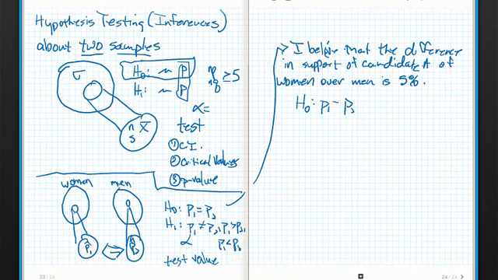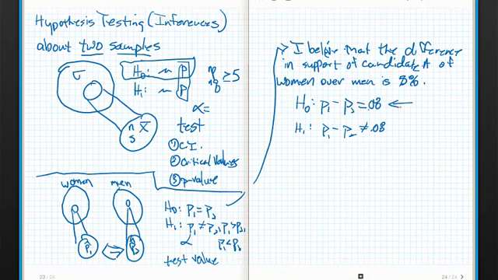5% is going to, let's make that 8%, because otherwise we might get a little confused with alpha. Let's say that it's 8%. Okay, that P1 minus P2 equals 0.08, versus the alternative hypothesis, which is P1 minus P2 is not equal to 0.08, is greater than 0.08, is less than 0.08, etc.